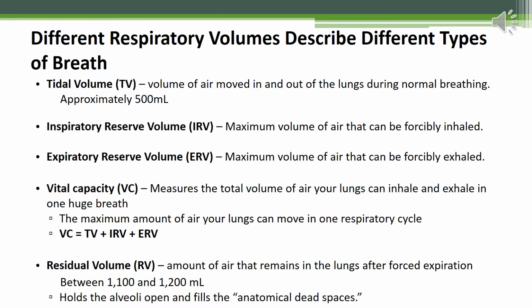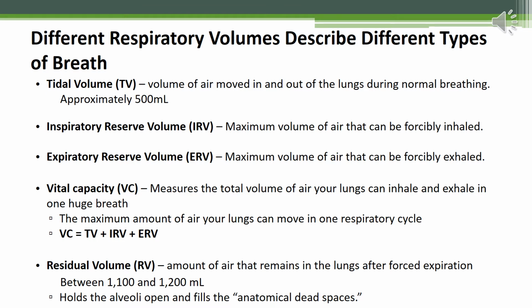Now, vital capacity, or VC, is the measure of the total volume of air your lungs can inhale and exhale in one huge breath. Another way to describe this would be that it's the maximum amount of air that your lungs can move in one respiratory cycle. And we can determine vital capacity using the following equation.